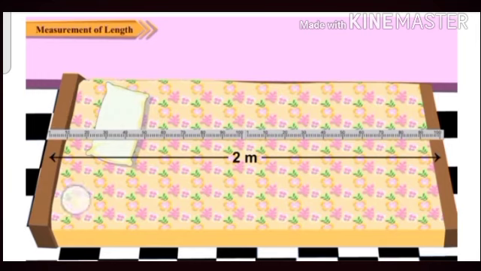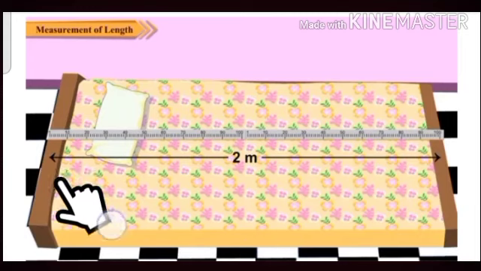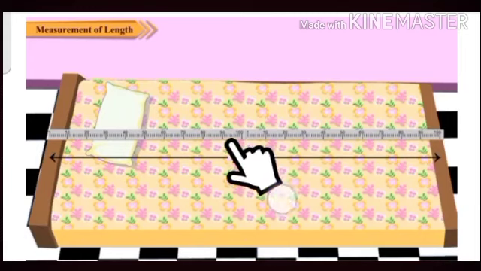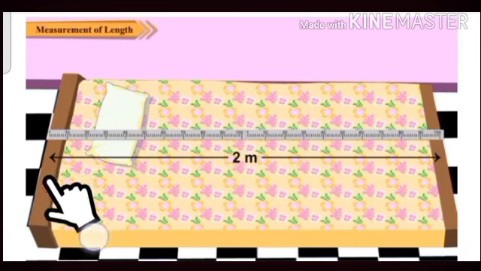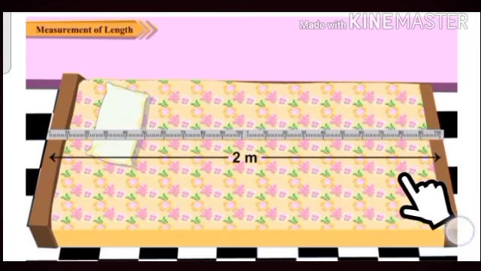This meter rule can be used to measure the length of a cot or the length of a sari. In that situation we can use these two scales together. So it is a 2 meter, not centimeter, 2 meter bed.